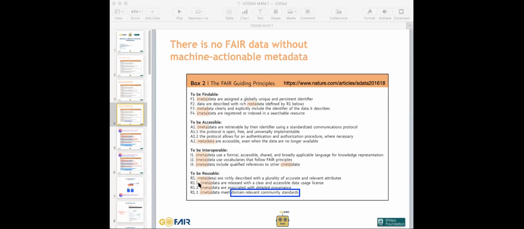The other thing I'd like to point out is that in the last principle here, R1.3, there is a very specific statement about the role of domain relevant community standards in FAIR. What was envisioned from the beginning was that the FAIR principles need to be adopted or customized to the domains that want to create FAIR data and services. So there's a role for communities and for domain relevant knowledge that needs to be a part of the metadata that drives the FAIR operations.